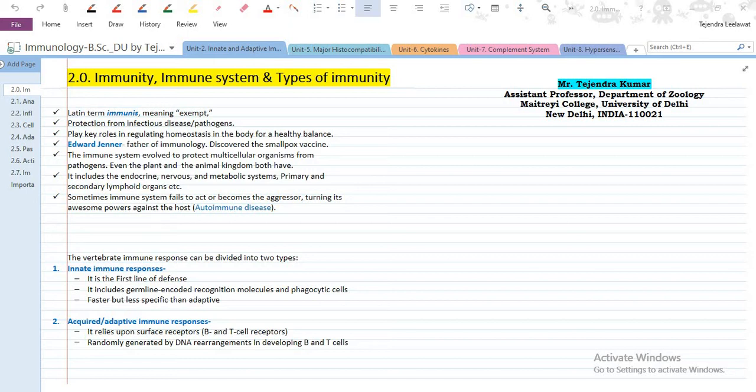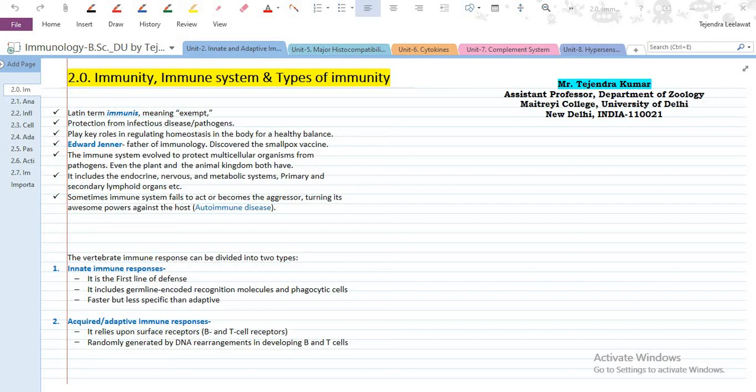Now, the immune system has evolved to protect multicellular organisms from pathogens. Even plants and animals all have an immune system, and it has evolved continuously over time. The immune system includes various kinds of other systems. Actually, there is no single separate system called the immune system. Immune system is related to lots of systems. It comprises different organs and different systems. It includes the endocrine system, nervous system, metabolic system, and primary and secondary lymphoid organs, etc.